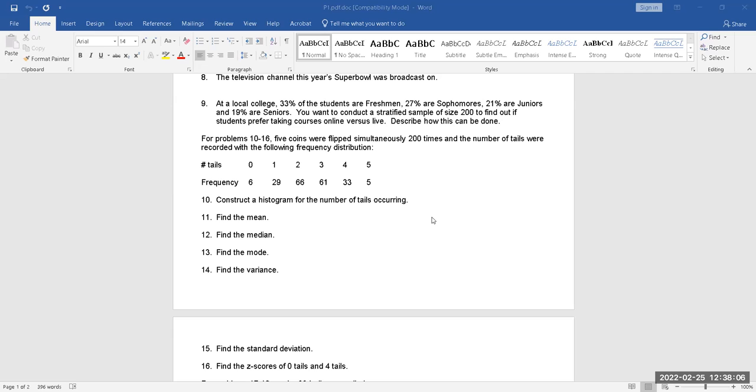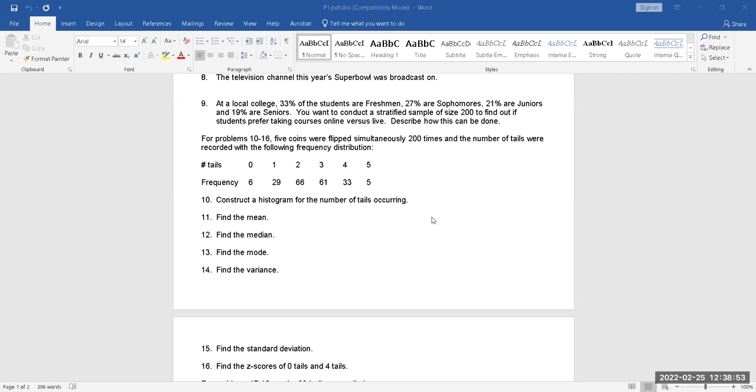So let's just say we're numbering them from lowest to highest. There are 200 values. Do you agree that the 100th value and the 101st value are both the number 2? If I'm listing them 0, 0, 0, dot, dot, dot, 1, 1, 1, dot, dot, dot, eventually 2, 2, 2, 3, 3, 3, the first 100 values are 0, 1, and 2, and the 101st value is also a 2. I have 200 values, so it's the value between the 100th and the 101st. But both of those values are the number 2. Therefore, what's the median? 2.